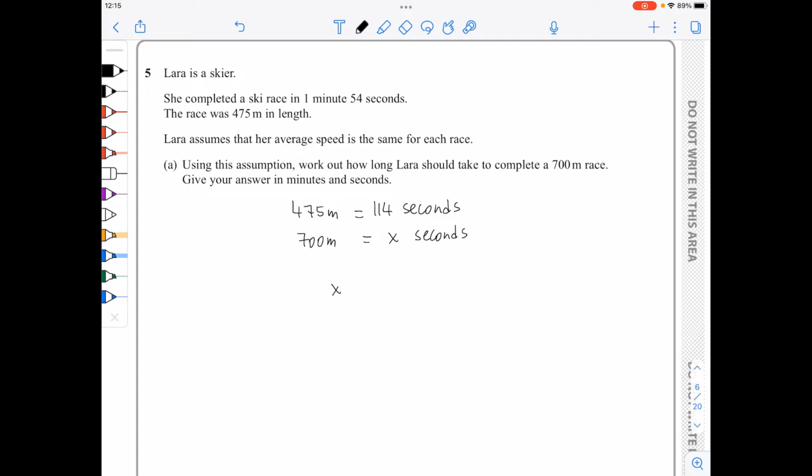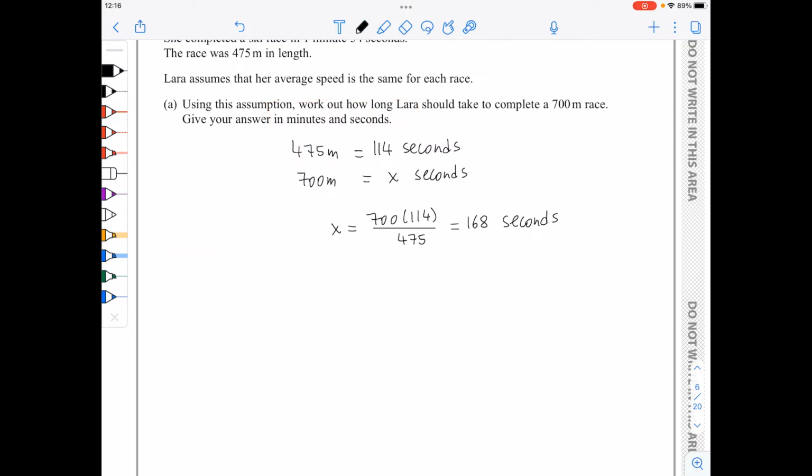So I will cross multiply to obtain that x is 700 times 114 over 475. And this is equal to 168 seconds. We were asked to give our answer in minutes and seconds. So 2 times 60 is 120. So this is surely 2 minutes and 48 seconds.